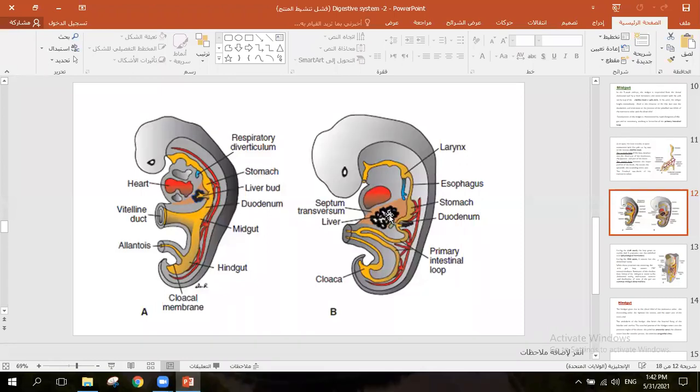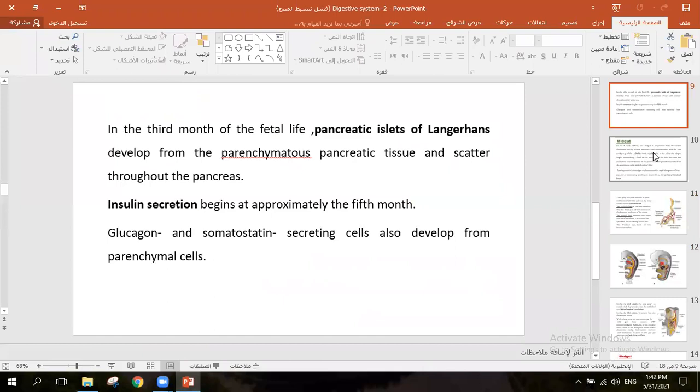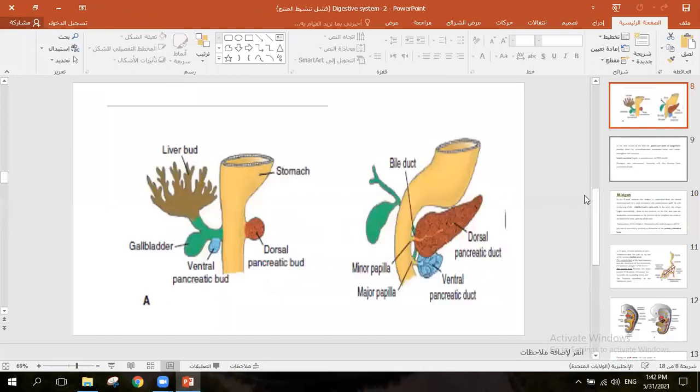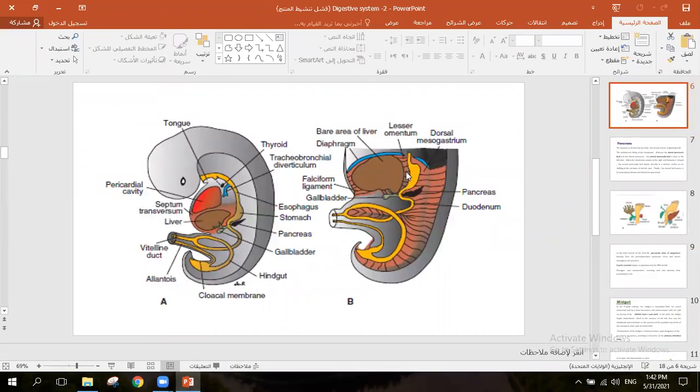Ventral mesentery is divided into two parts by the duodenum. False. Divided by? Divided by the liver bud. This liver bud divided the ventral mesentery into the lesser omentum and the falciform ligament, but it is not divided by the duodenum; the duodenum has no relation. What divided it is the liver bud.